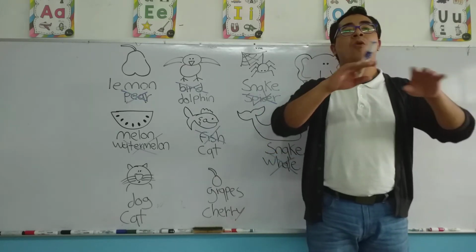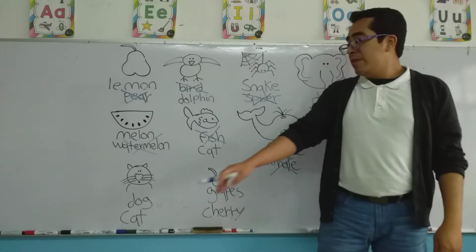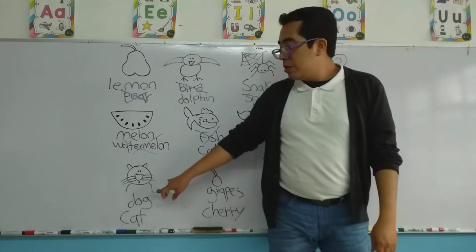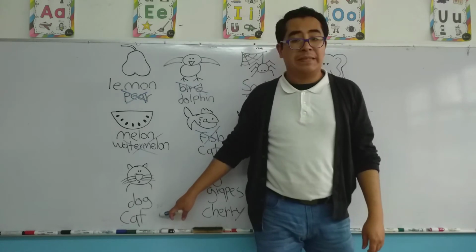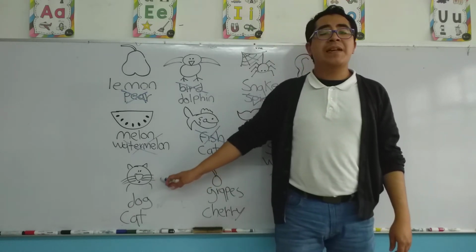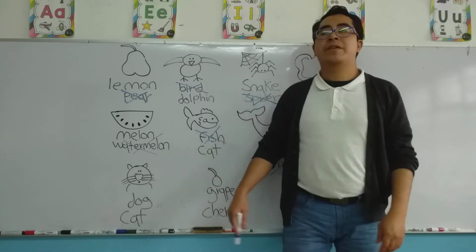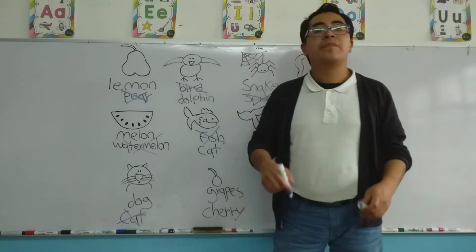Remember, pets are all of those animals that live inside our house. For this, we have two options, dog, and under we have cat. What's the name of this animal? Cat. Very good. So, option number 2.